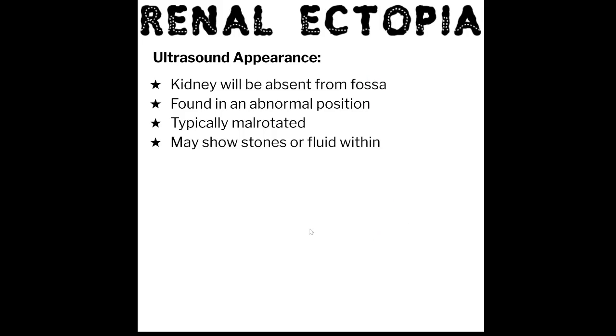On ultrasound then, we are going to see that the kidney fossa is absent. So again, anytime we see an empty fossa, we need to take a look around the abdomen. We need to look on the other side and look in the pelvis for that absent kidney. If we do find it down in the pelvis then, that is an abnormal position. Once we do find it down in the pelvis, they typically are malrotated. So instead of the medial portion of the kidney facing into the medial portion of the body, they tend to kind of flip on themselves. And so they aren't going to sit in the body the same way they would if they were up in the abdomen. And then lastly, we might see some of those complications being exhibited, being stones or fluid within the kidney.